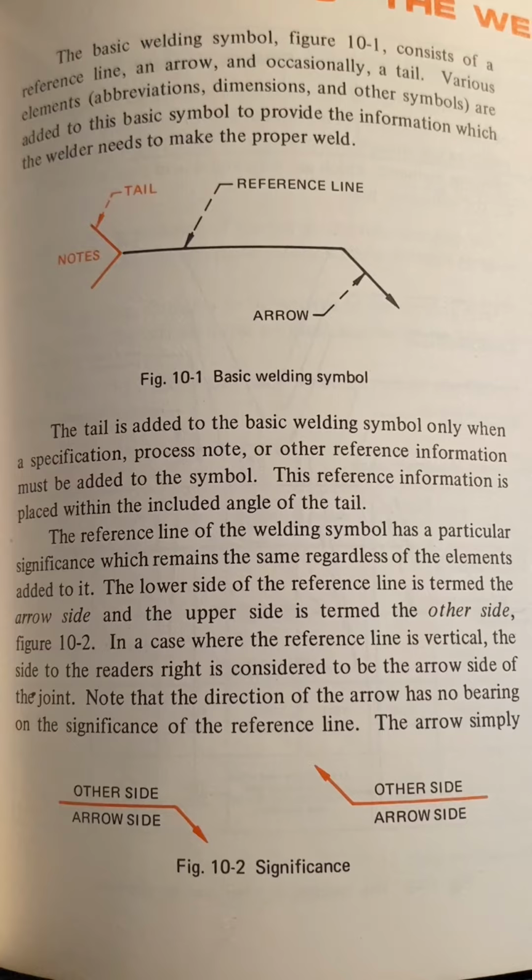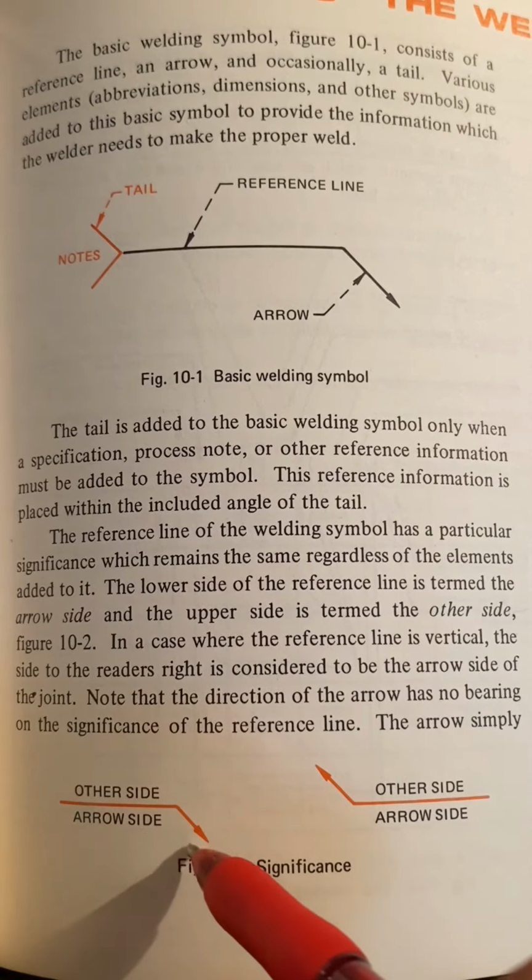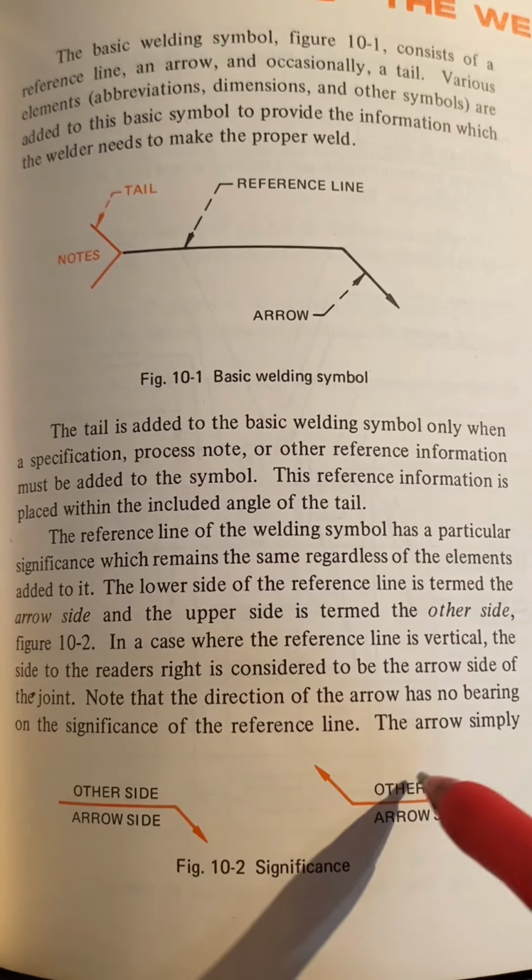Figure 10-2. In a case where the reference line is vertical, the side to the reader's right is considered to be the arrow side of the joint. Note that the direction of the arrow has no bearing on the significance of the reference line. The arrow simply indicates a point to which the significance of the reference line and its elements are applied. Arrow side, other side.